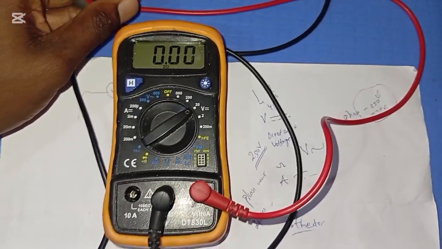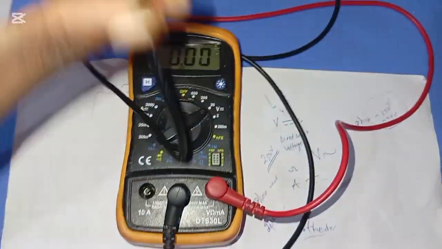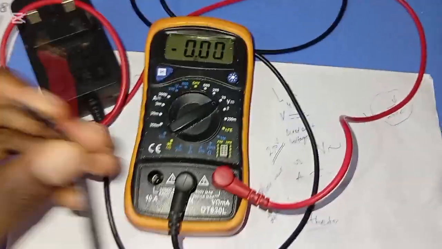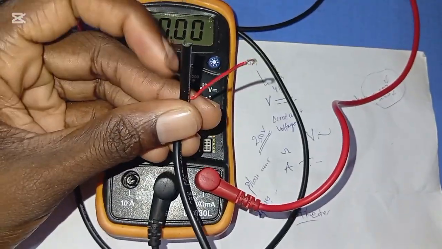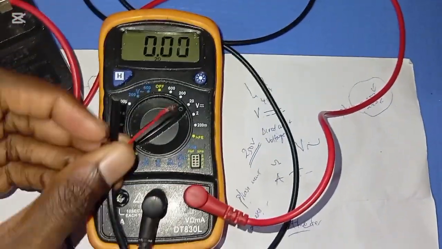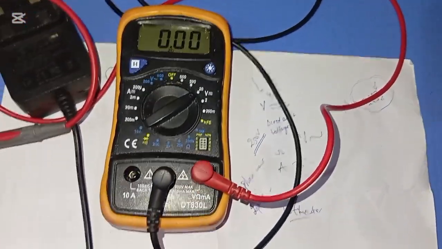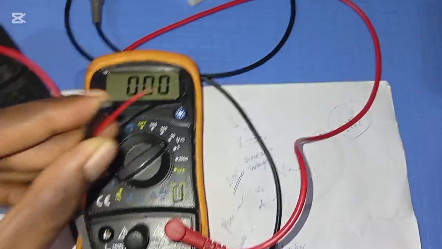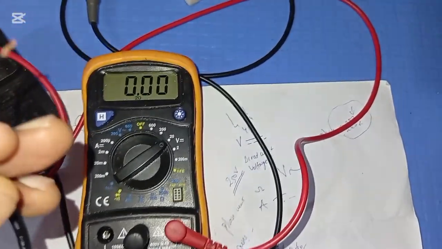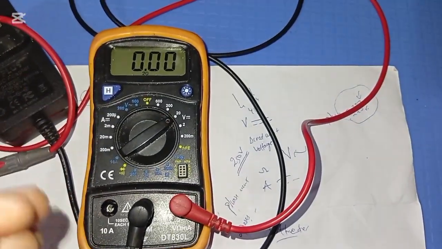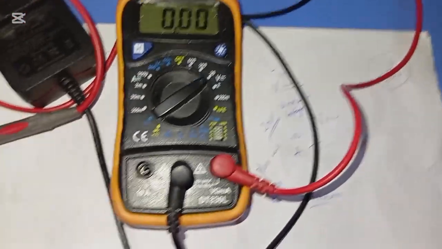So let's see how we are going to connect it in parallel. This power supply has two terminals at the output. One is positive and one is negative. Since we are measuring a DC voltage, we'll have to connect red to positive and black to negative so that we can get an accurate reading. So let's do that.